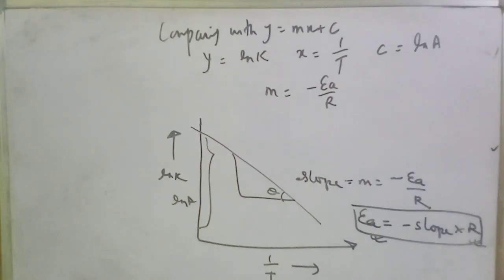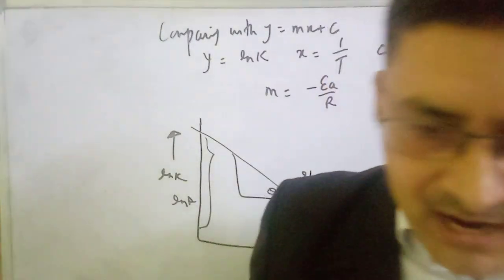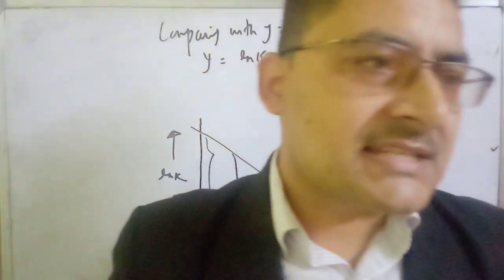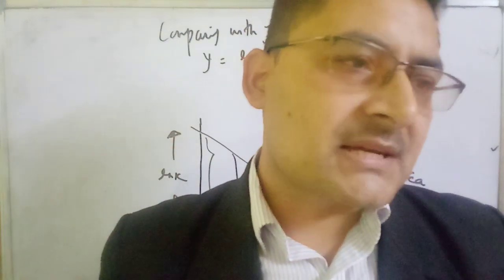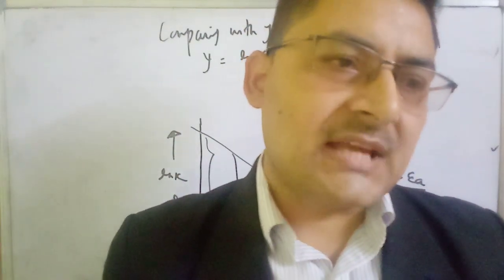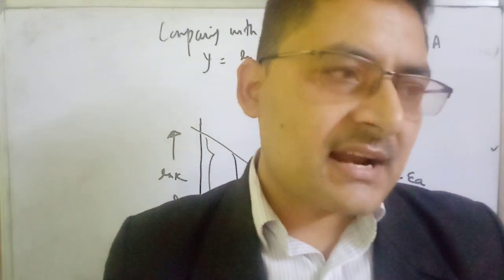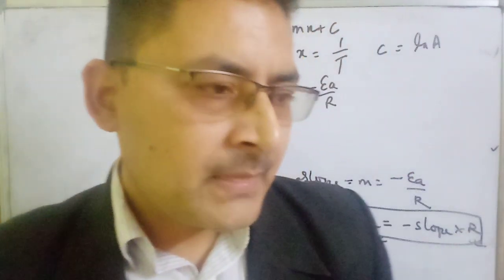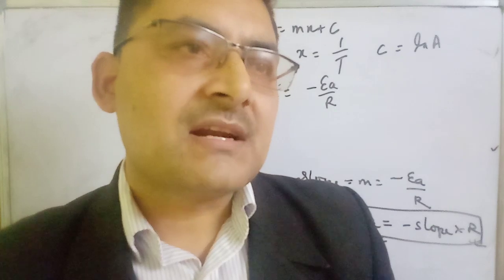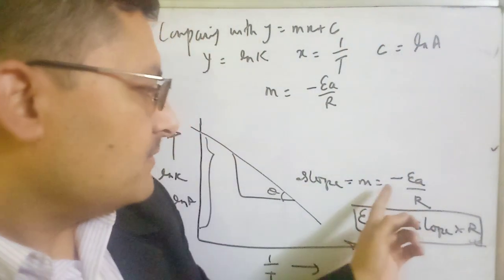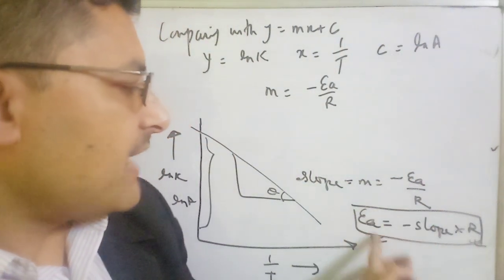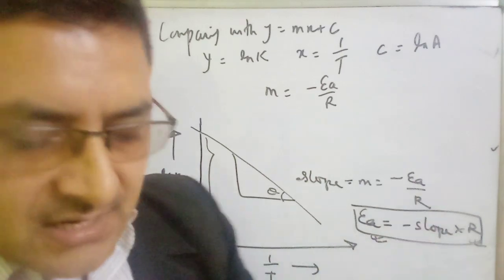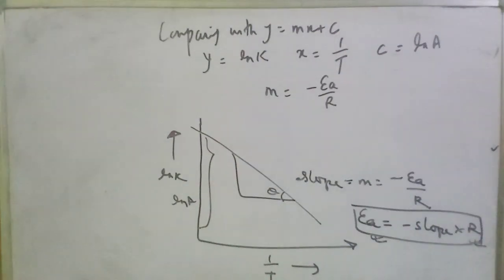So friends, by using the Arrhenius equation, you can easily get the plot like this, and you can get the slope to calculate energy of activation. When you have the Arrhenius equation, you can change it into y equals mx plus c, and you can get the plot between ln k and 1 upon T, which is a straight line with y-intercept ln A, and the slope of that straight line will be equal to minus Ea upon R, which means energy of activation equals minus slope into R. In this way energy of activation can be calculated.